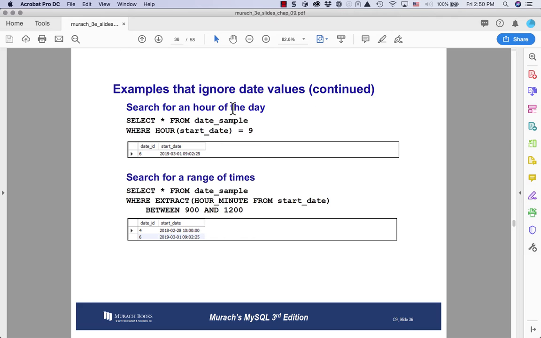So what if we wanted to search for an hour of the day? Okay, so we could say where the hour of the start date equals 9. That works pretty well. Or then we could say, what if we wanted a range of times between 9 a.m. and noon? Well, we could do that by getting the hour and minute. Okay, so lots of possibilities there. Just a heads up that when you're dealing with these date times, you've got to be careful. They may not respond to where clauses in the way that you naively would think that they do.